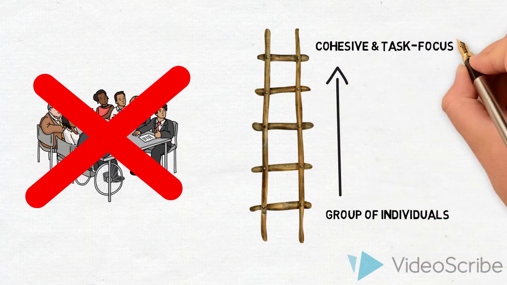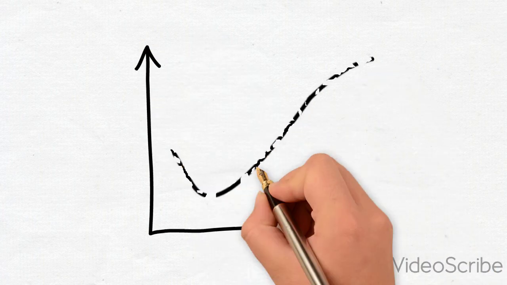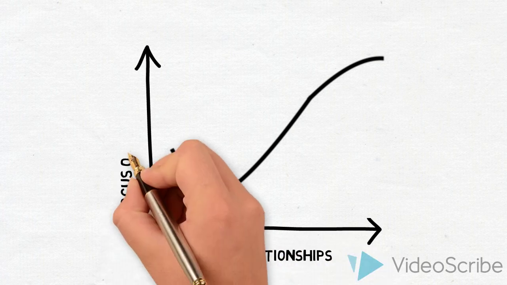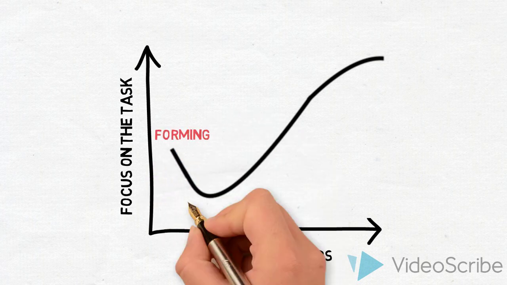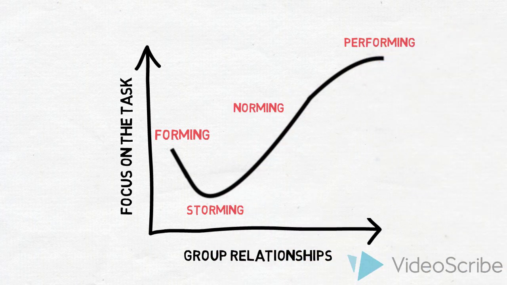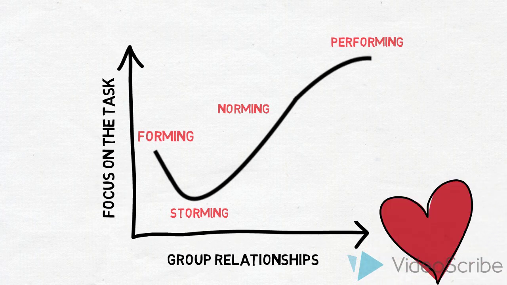To cycle through the different stages, the theory is best illustrated on a graph which shows the link between group relationships on the horizontal axis and task focus on the vertical axis. The 4 stages we need to go through are the forming stage, the storming stage, the norming stage and the performing stage. The optimal or performing position is reached when relationships have developed within the group and it has started delivering with a clear focus on the task.